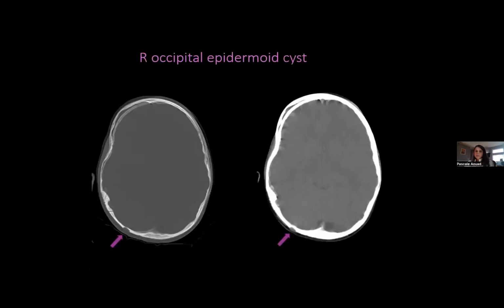This is an example of a patient who had epidermoid cyst in the right occipital calvarium, and we can see a well-circumscribed lytic lesion with a sclerotic rim in the right aspect of the occipital bone, and this lesion demonstrates more like a fluid density. In this case, there was no intracranial extension.